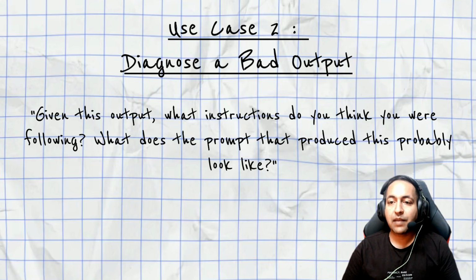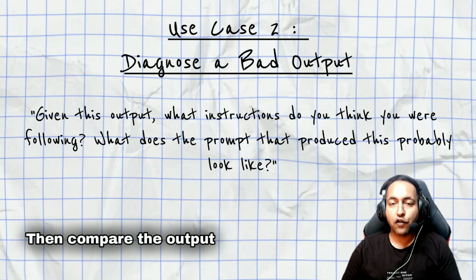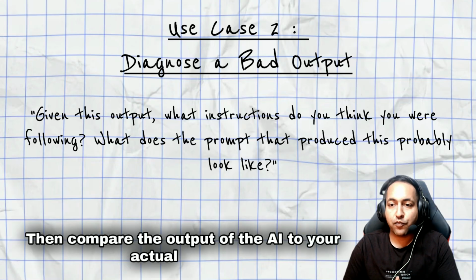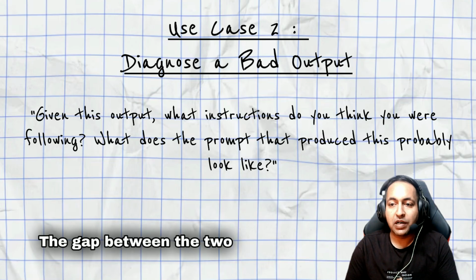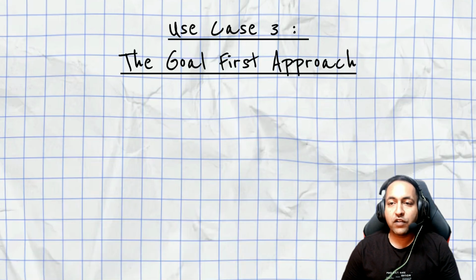What does the prompt that produced this probably look like? Then compare the output of the AI to your actual prompt. The gap between the two reveals the misunderstanding. The third use case is the goal first approach.